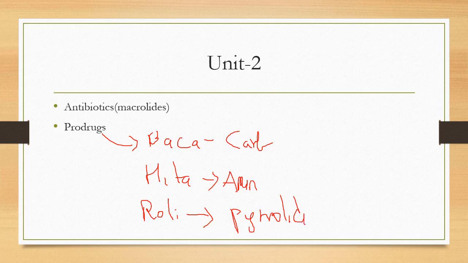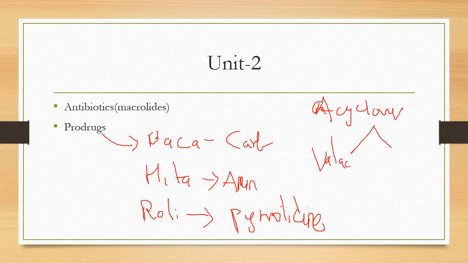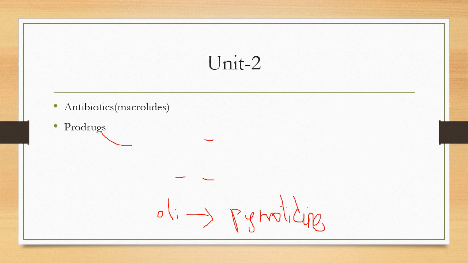Also, there are many other prodrugs that you have to remember. Acyclovir is a prodrug. It is an antiviral drug, and it gives various other prodrugs like valacyclovir, ganciclovir, etc. So you have to remember the other agents that are prodrugs.